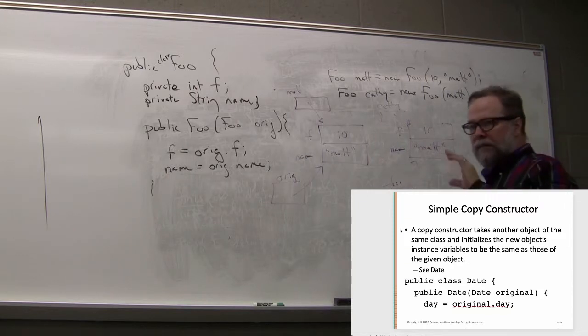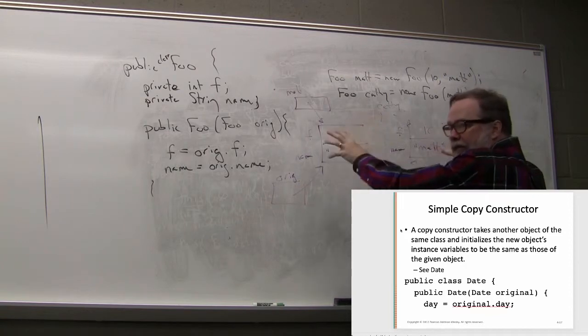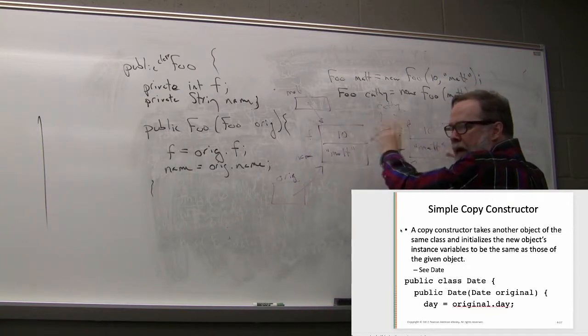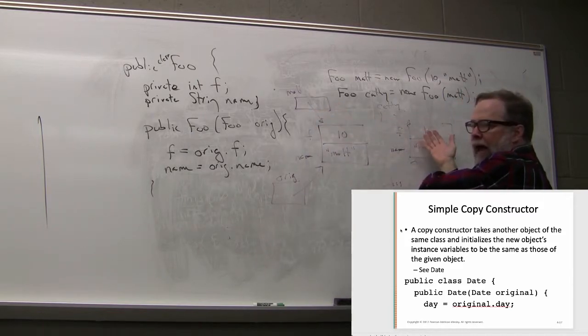Now, it's important to keep in mind that although they look the same, they're actually two different locations in memory, completely independent from each other. So changes I make to Matt won't make changes to Kathy and vice versa.